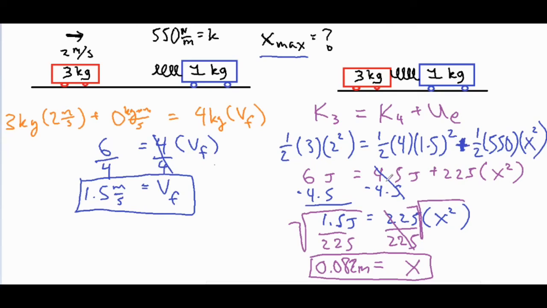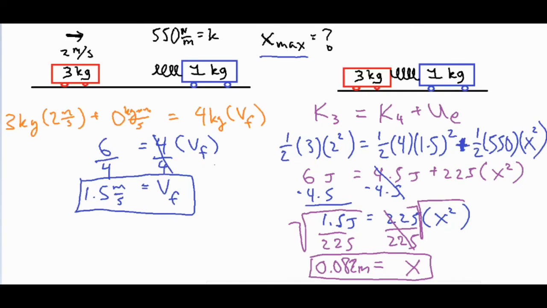If I subtract the 4.5 from the kinetic energy of the 4 kilograms from both sides, that would leave us with an additional 1.5 joules that weren't accounted for with kinetic energy, which is the elastic potential energy. I set that equal to 225x squared, because 1/2 times 550 gives it a coefficient of 225, divided both sides by 225, and then found the square root of each side.